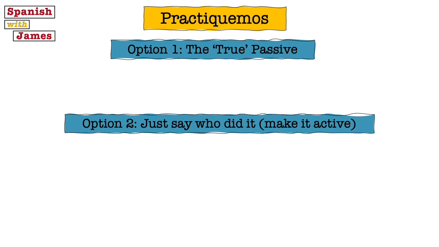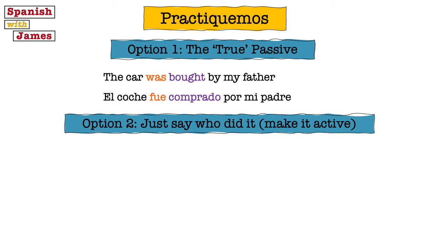First, let's start with the true passive, option 1, with the phrase, the car was bought by my father. So when you're ready, pause the video, translate this into Spanish, remembering to think about adjectival agreement, and then push play and we'll look at the answer. Okay, so the answer is el coche fue comprado por mi padre. Because it's el coche, comprado just stays in its default form. It doesn't need to become comprados or comprada because it's el carro or el coche.